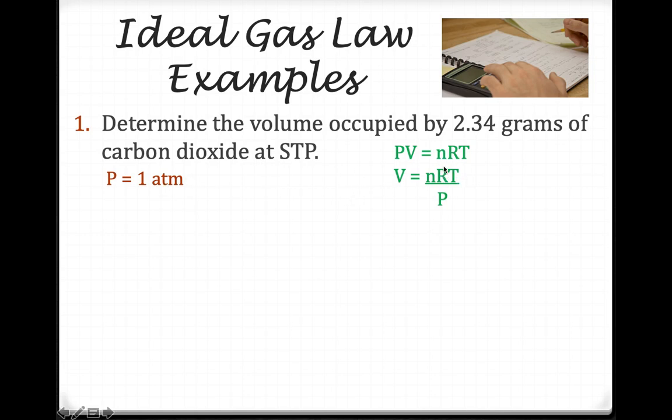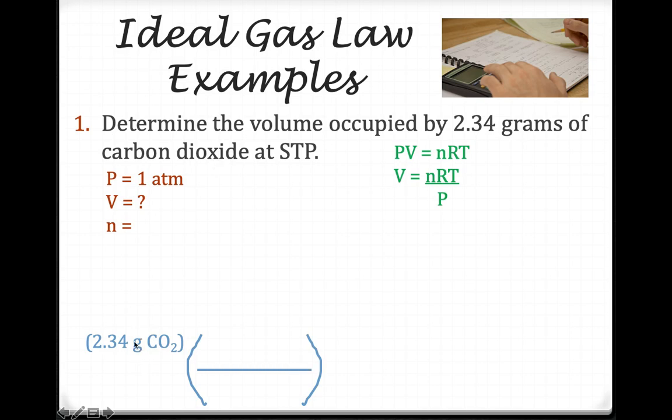But remember the units of R? I'm saving myself some work just by starting with 1 atm. All right, how about V? Well, that's what I'm looking for. How about n? Well, n, remember, is moles, but I gave you grams. Hey, we can fix that. 2.34 grams of CO2. Where did CO2 come from? Carbon dioxide. And so I want to convert that into moles.